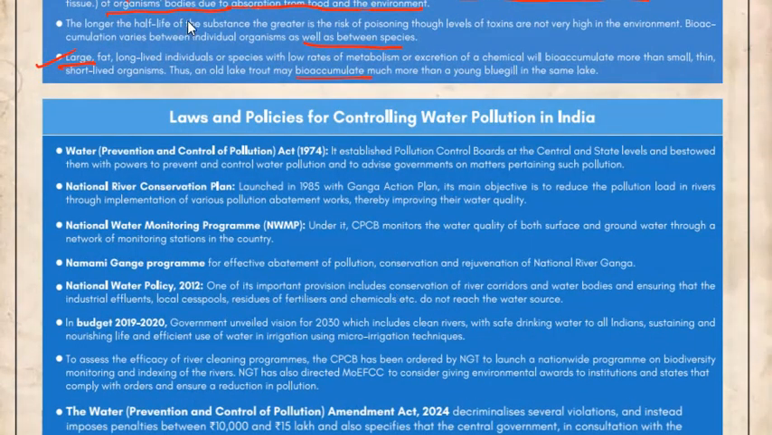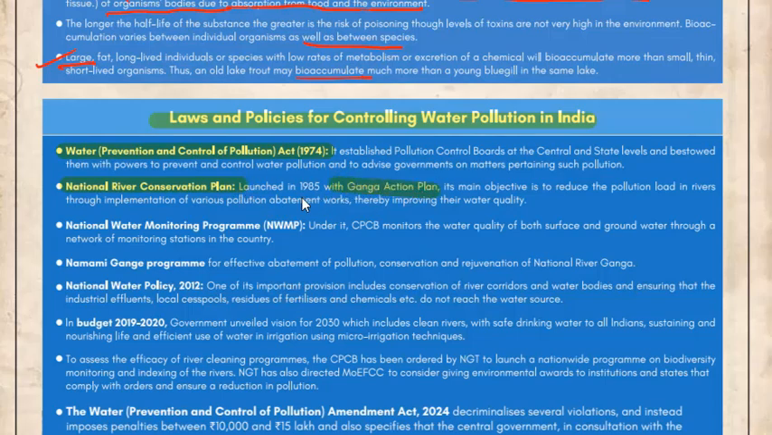Coming to the different laws and policies for controlling water pollution in India. Not all are important. First is the Water (Prevention and Control of Pollution) Act, 1974. It established pollution control boards at central and state levels with the power to prevent and control water pollution and advise government on matters pertaining to such pollutants. Next is the National River Conservation Plan.